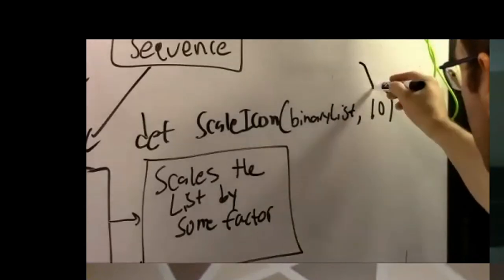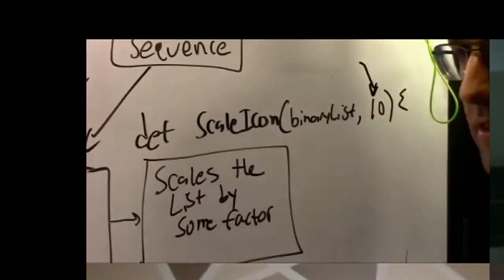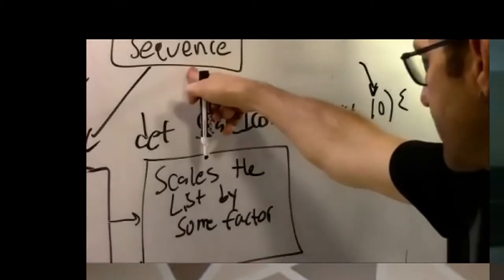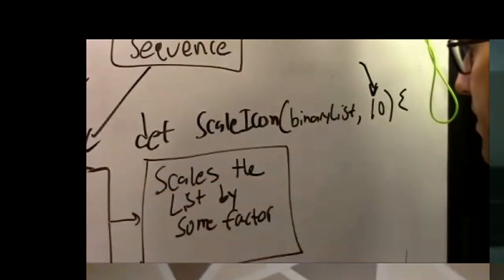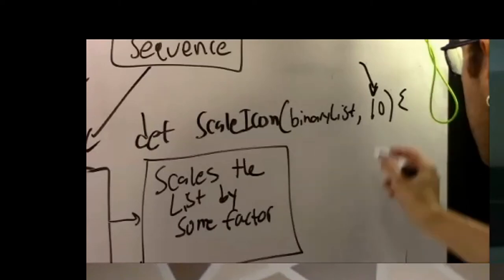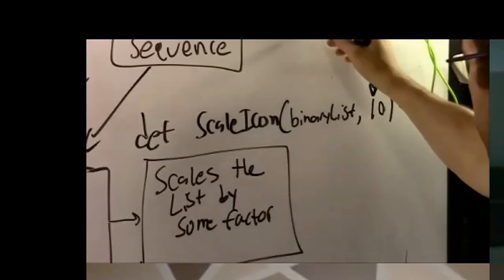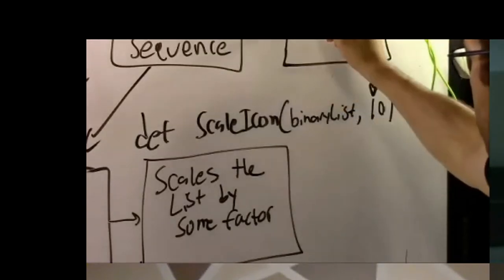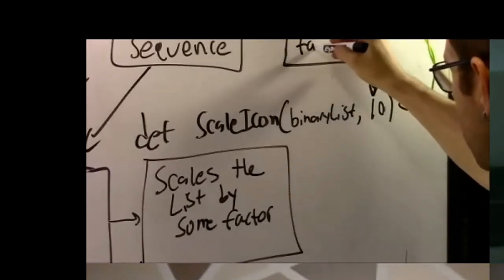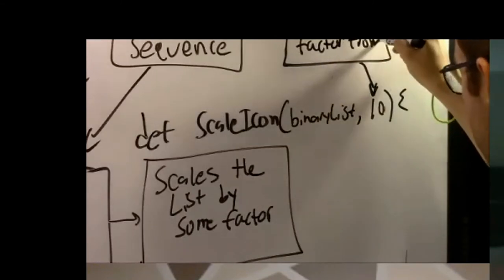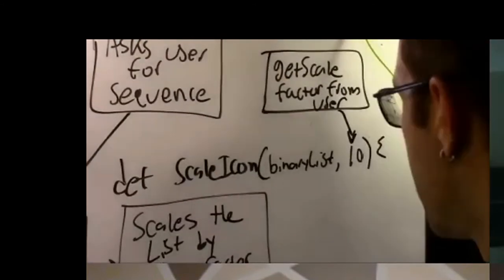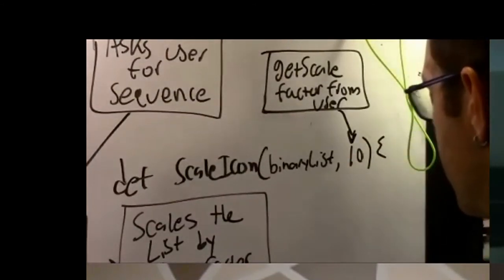And depending on the scale value, you can see that you could start building out a simple user interface that says, you know, how much do you want to scale it by? Ask for the sequence, read that into a list, then ask the user, how do you want me to display this? Scale by what? And so then instead of hard coding a 10, you could have a simple function that gets scale factor from user and send that in as a variable instead of a hard-coded value.